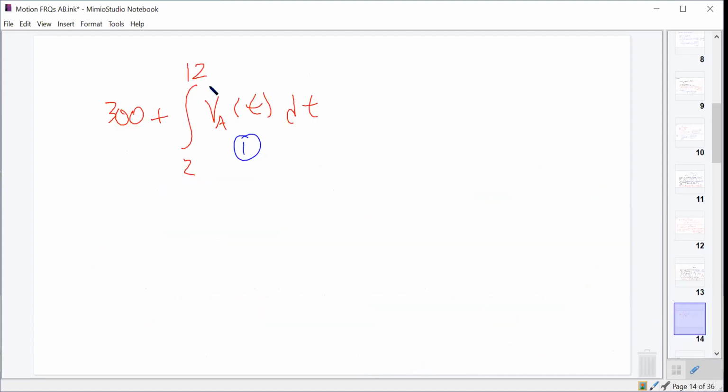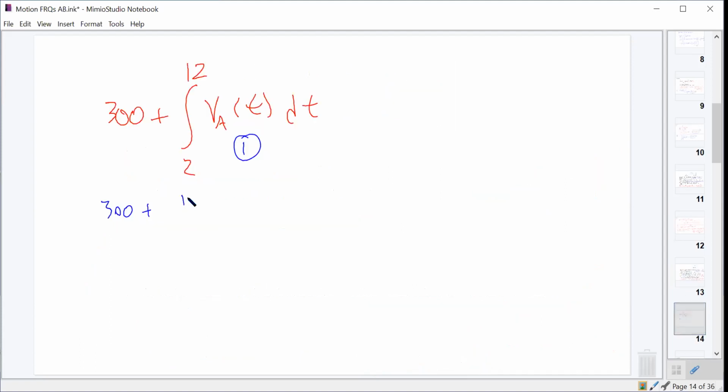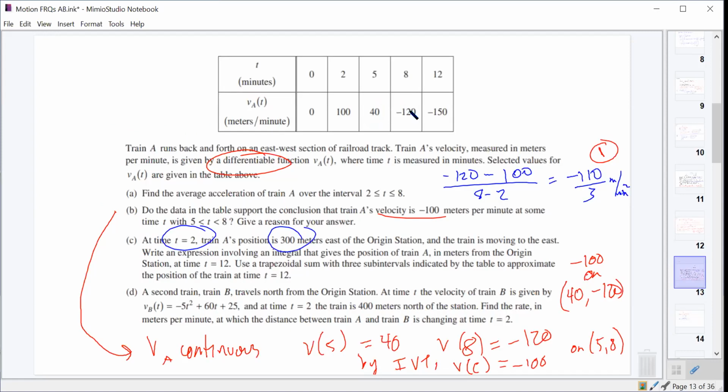So this is our initial setup. That's worth 1 point for having all of the setup there, right? And then you need to do your trapezoidal sum. So we're going to do 300 plus, and then our trapezoidal sum from 2 to 12 should look like the first base plus the second base. That's 100 plus 40 over 2 times the length of that interval, which is 3. So 100 plus 40 over 2 times 3. The next one should be 40 minus 120 over 2, also times 3.